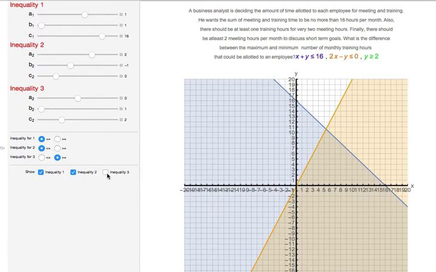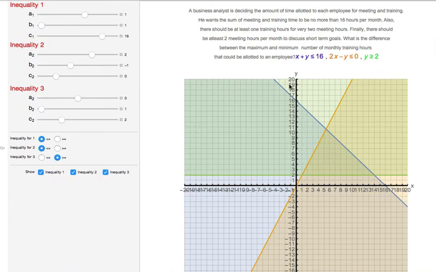Now let's plot inequality 3. This is y greater than or equal to 2, so this area will be satisfied by y greater than or equal to 2. Now let's see what is the common area among all three regions. So this triangle is the common region. Any point in this triangle will satisfy these inequalities.